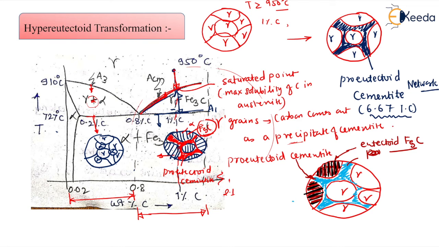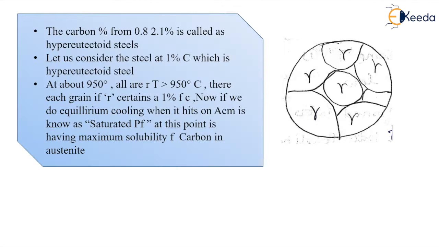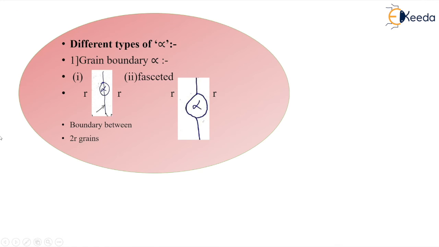Okay, now dear students, let me cover in this topic itself what are the different types of alpha that we are having. See, so let us see this. What are the different types of alpha we are having? So the first type we have here already. This is the alpha which is in between the boundary of the two grains. This is one grain and this is one grain, in between the boundary of two grains.